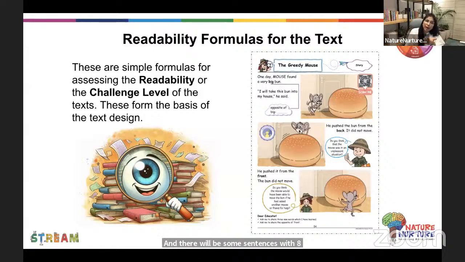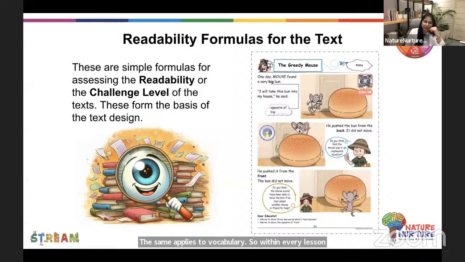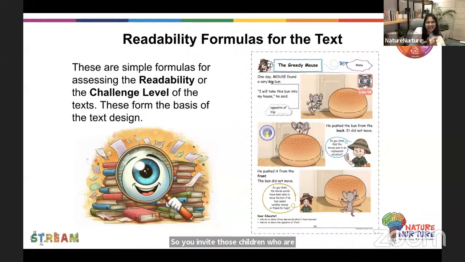The same applies to vocabulary. So within every lesson, there is some sort of differentiated instruction happening. When you're making your children read, you invite those children who are beginners to read small sentences, those who are developing to read medium sentences, and those who are proficient to read longer ones. In that way you're matching the challenge level of every learner.